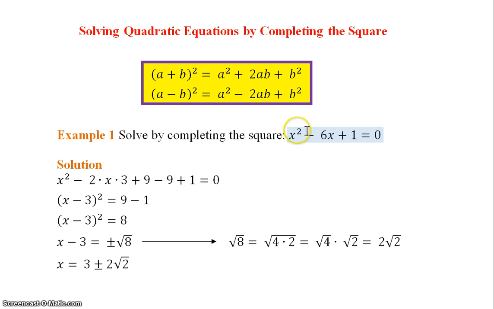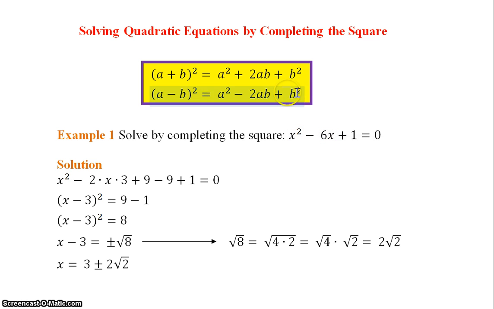The square of the first term we have is x squared. 6x is twice product of the two terms. It is 2 times x times 3. The second term we determined by dividing 6 by 2, because 2 times 3 is 6.